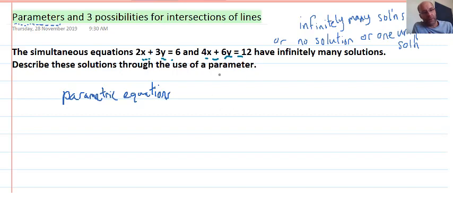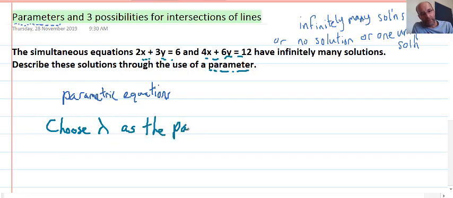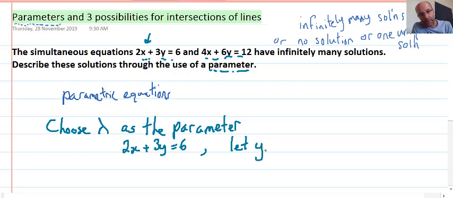So how do we describe them and make use of a parameter? First of all, I'm going to choose a parameter. I'm going to call that lambda. It's a common symbol used. So choose lambda as the parameter. And you need to focus on one of the two equations. I'm going to focus on this one because it's reduced down a bit more. And we have 2x plus 3y equals 6. Now we're going to say let y equal lambda.